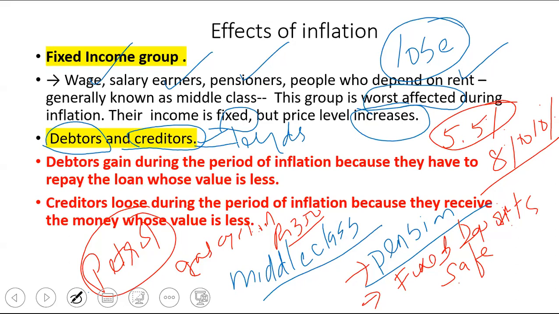So the creditor is lending money. What is the debtor doing? The debtor is borrowing the money. So who will benefit here? Try. Look, the debtor is gaining during the period of inflation. See this word. A 100% question will come: debtor gains during the period of inflation. Creditor loses during the period of inflation. I will explain both of these.